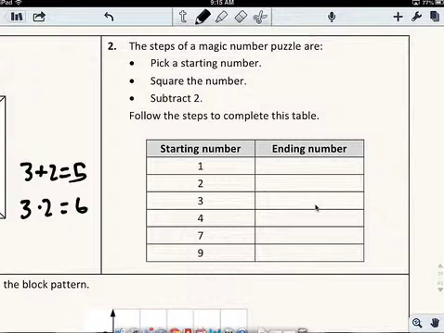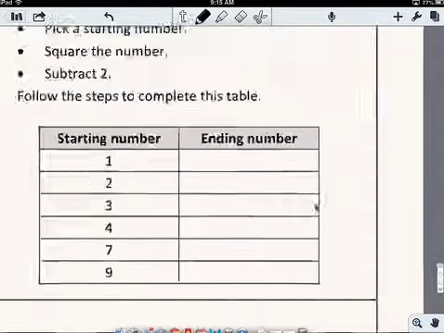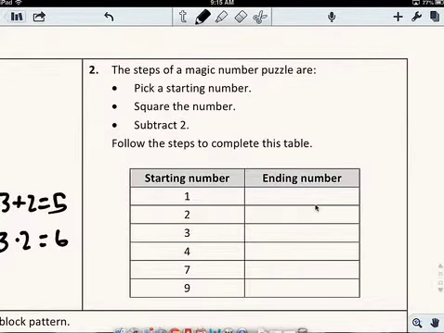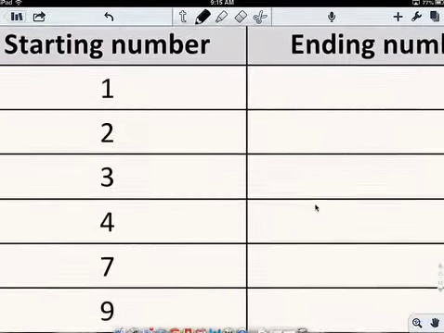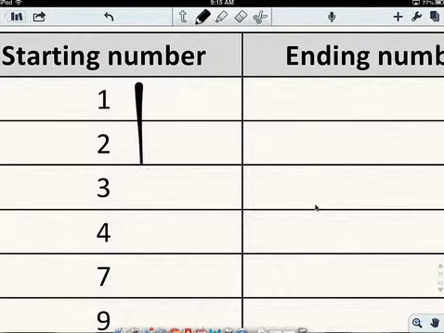The steps of the magic number puzzle are: pick a starting number, square the number, subtract 2. Follow the steps to complete this table. Ooh, this is going to take a lot of work, it seems. So I'm going to try to zoom in quite a bit, and I'm going to try to remember that we square the number, then subtract 2. And I'm actually going to write into the paper here in the middle.